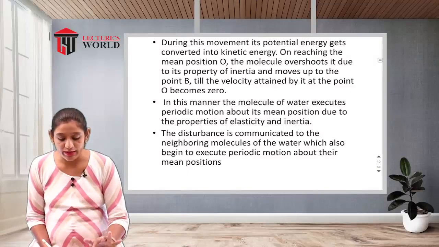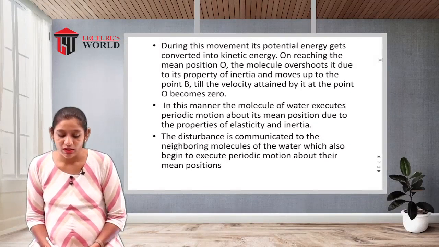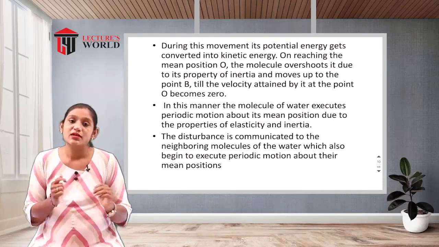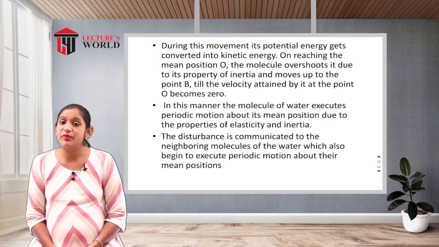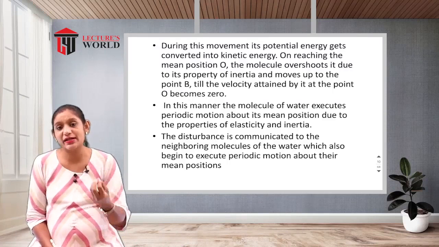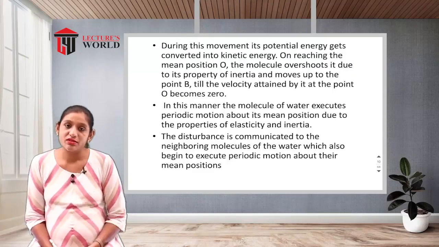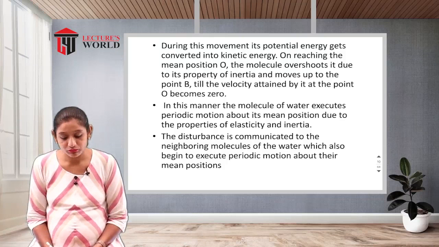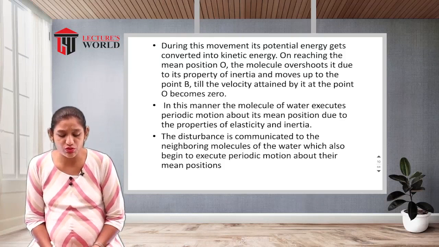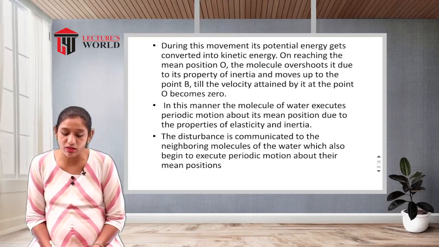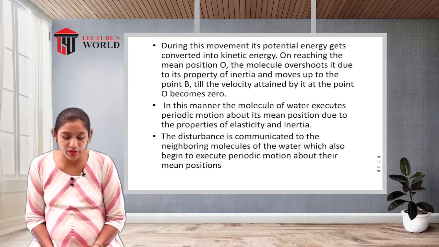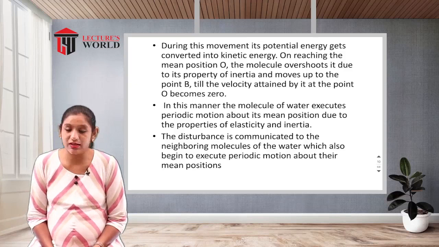During this movement, its potential energy gets converted into kinetic energy. This is called the kinetic energy. On reaching the mean position O, the molecule overshoots due to its property of inertia and moves up to the point B, till the velocity attained by it at the point O becomes 0.